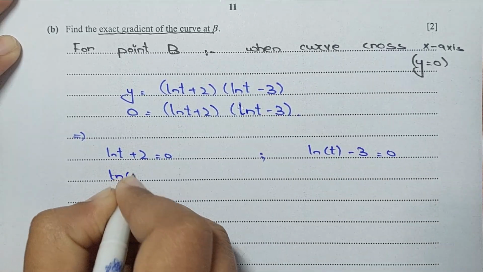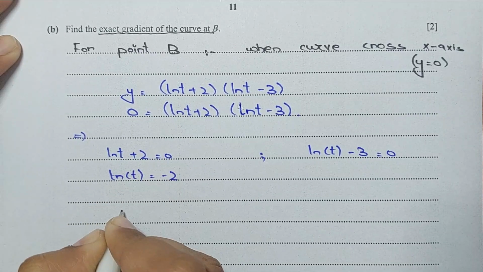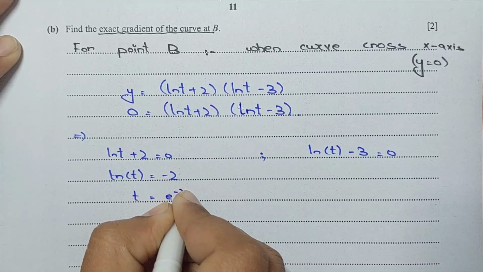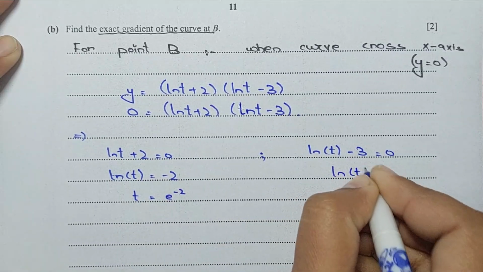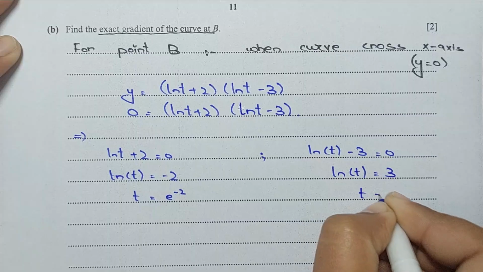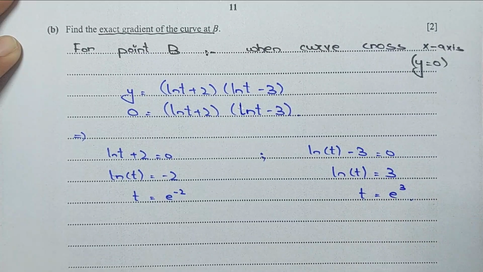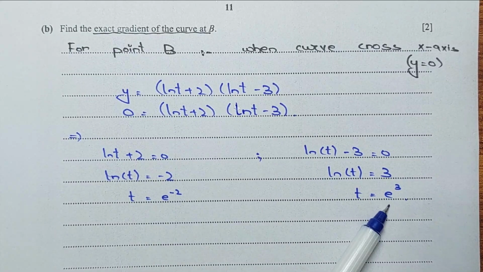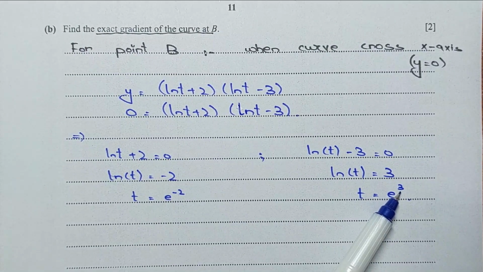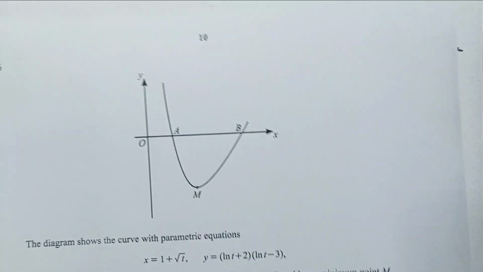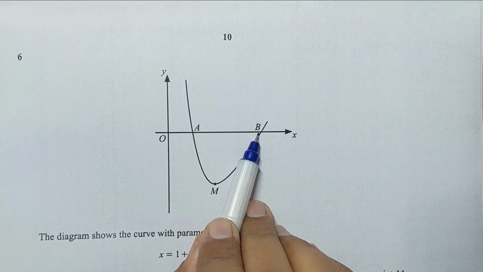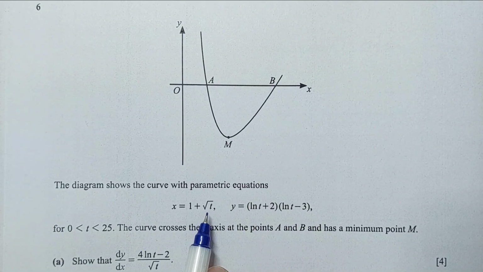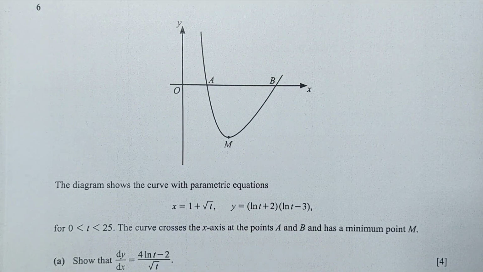Here we can say natural log of t is equal to minus 2, right? And what is t? t is equal to e to the power minus 2. Here natural log of t is equal to 3, and here the t value is e to the power 3. Okay. Now we have two values of t, e to the power minus 2 or e to the power 3. So for the coordinates of B, there is some x value and the y value is 0, right? So when you substitute the t values over here, you get the x coordinate, right?